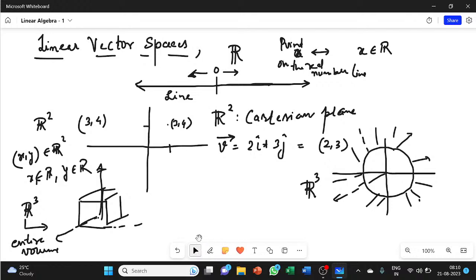Now let us understand a few things that we have studied in our standard 12th, and from there we are going to take inspiration and write the definition of linear vector space. Certainly after that you will be able to understand how this particular definition is feasible. Okay, so let us see.